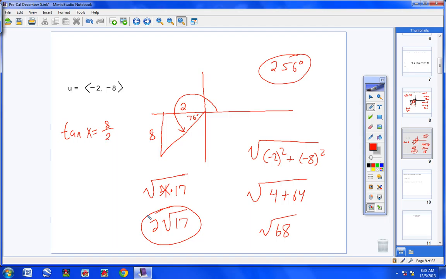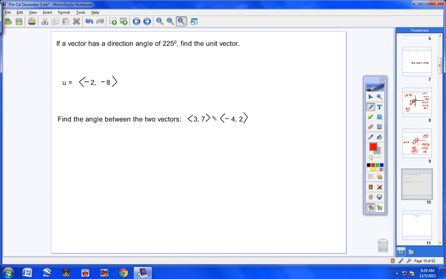And again, I'm going fast, but this is review. We've done all of this. These are actual problems taken off of your notes that you did a couple days ago, okay? So this is all review. And then find the angle between these two vectors.